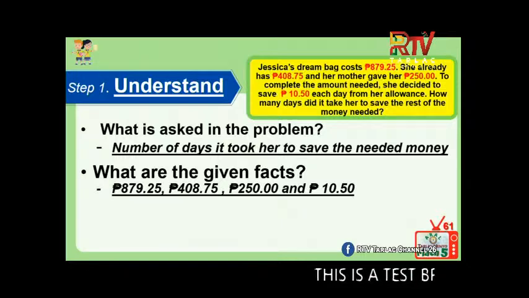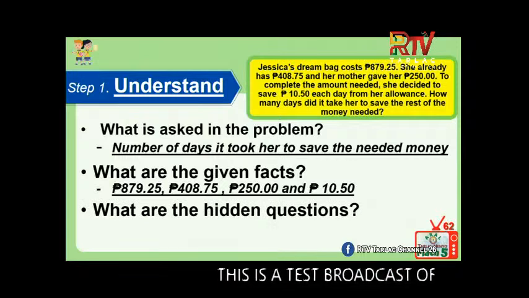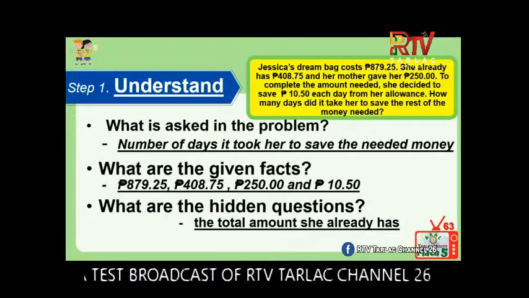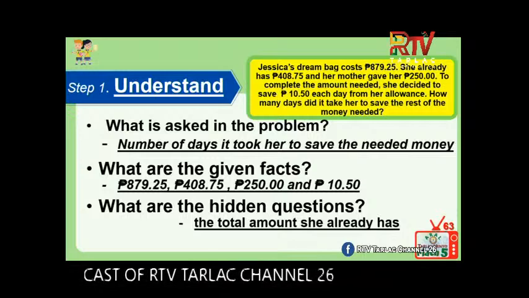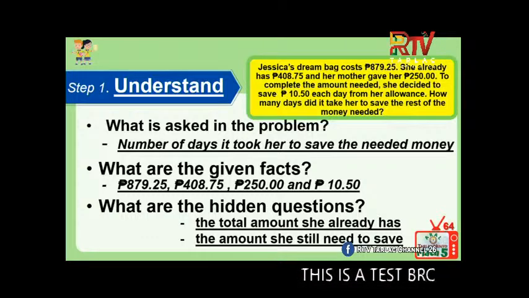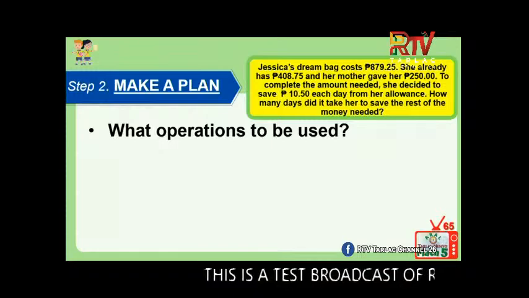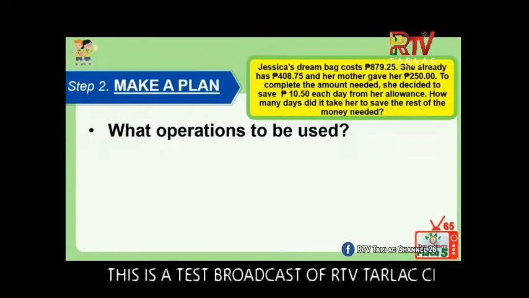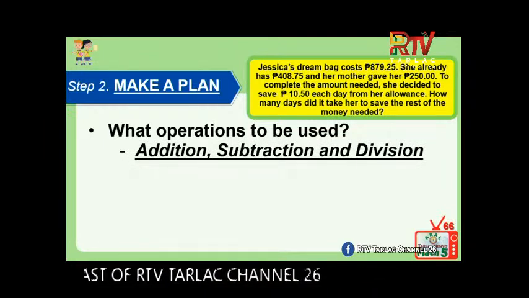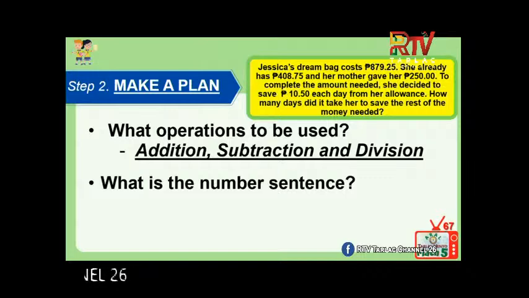Now, what is the hidden question? In this word problem, there are 2 hidden questions. First, the total amount she already has and the amount she still need to save. Moving on to step number 2. Make a plan. What operations to be used? We will use addition, subtraction, and division. Next, what is the number sentence?